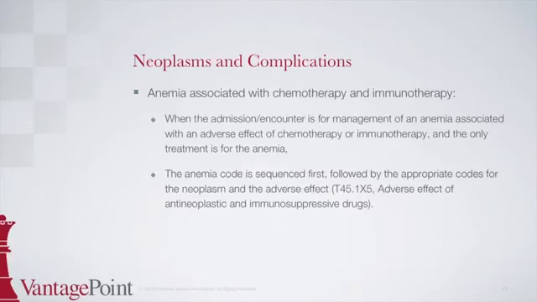If the patient's anemia is due to chemo or immunotherapy, and the reason for the encounter is solely for treatment of the anemia, you're going to sequence the anemia first, such as D64.81, anemia due to anti-neoplastic chemotherapy. The next codes are for the malignancy, and then you also need to use the adverse effect code T45.1X5 with the appropriate 7th character for the current episode of care, which is either initial, subsequent, or sequela.